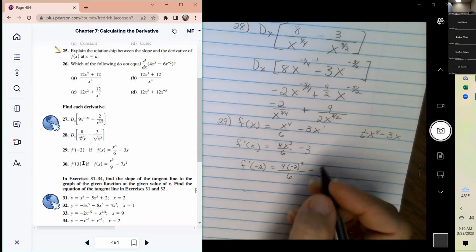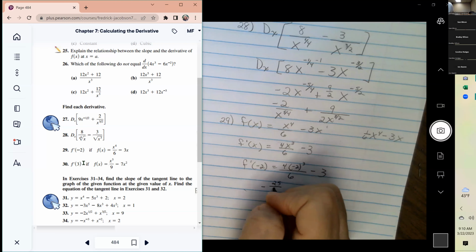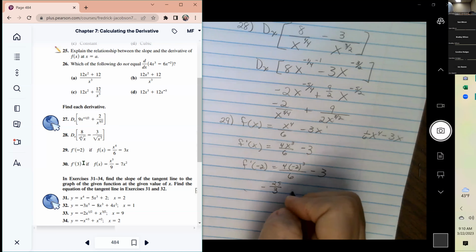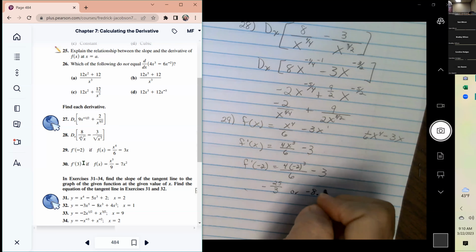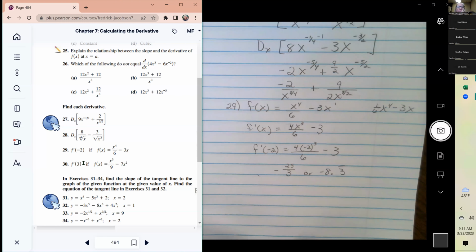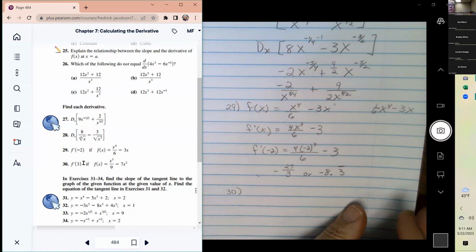Now, also, sometimes they want the fraction, sometimes they will allow the decimal. If they're going to allow the decimal, they will say round however many places, round to the nearest tenth. Any questions on that one? Go ahead and try number 30.